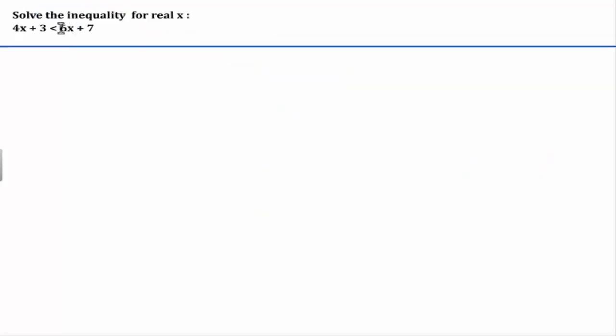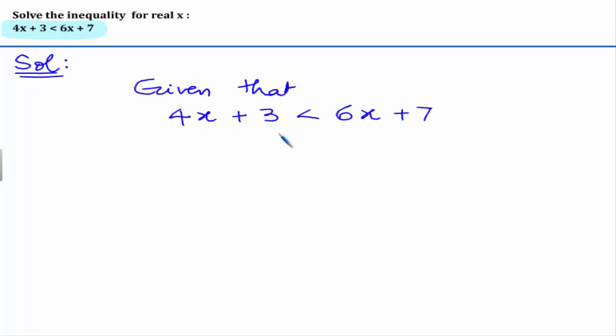In this problem, we have to solve the given inequality for the real values of x. Let us see the solution for this. The given inequality is 4x + 3 < 6x + 7. Let us subtract 3 on both sides.